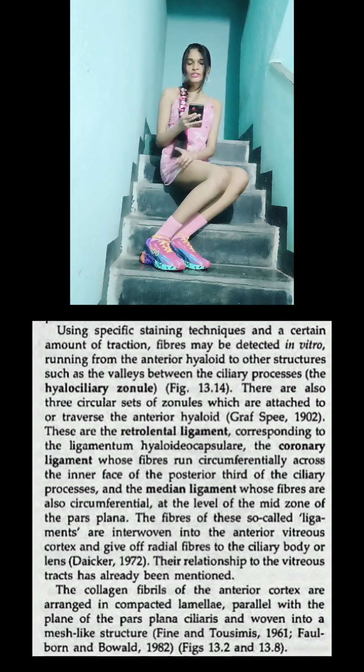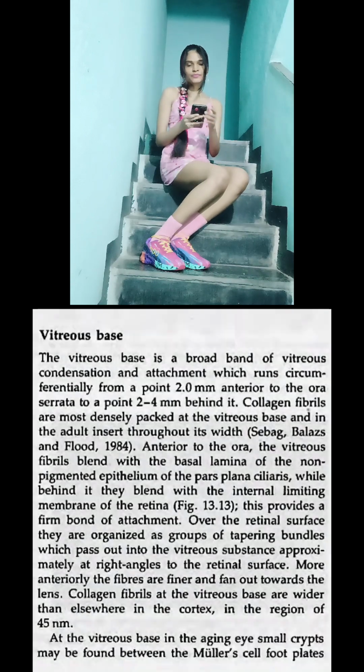The collagen fibers of the anterior cortex are arranged in compacted lamellae parallel with the plane of the pars plana ciliaris and woven into a mesh-like structure. The vitreous base is a broad band of vitreous condensation and attachment which runs circumferentially from 2 mm anterior to the ora serrata to 2 to 4 mm behind it.